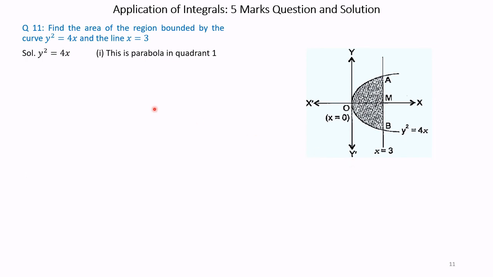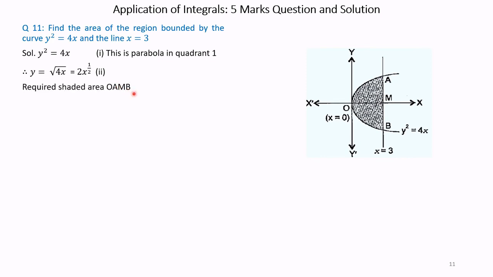Let us start. So y square is equal to 4x. This is a parabola in quadrant 1. So if you calculate the area in quadrant 1, that is OAMO, and multiply by 2, we will get the required answer. So we will confine to the area in the first quadrant. Therefore, the given equation y square is equal to 4x becomes, taking the square root, y is equal to 2 into square root of x, which is 2 into x to the power of half. Let it be equation 2.